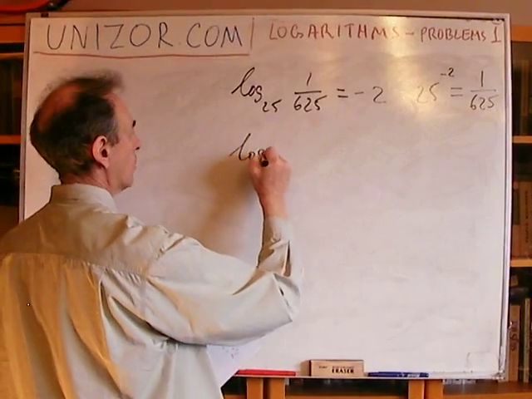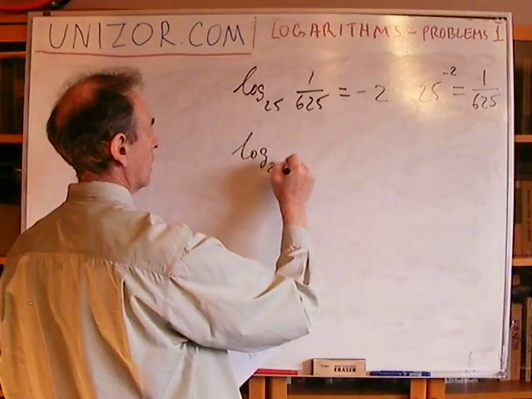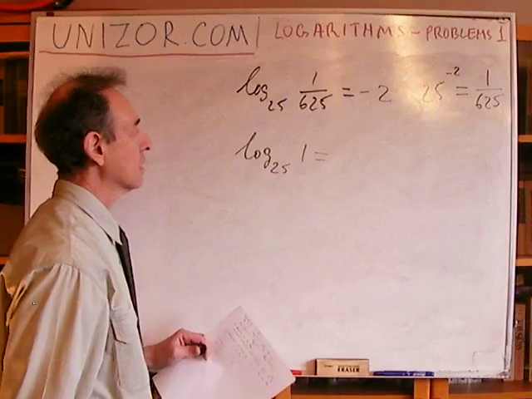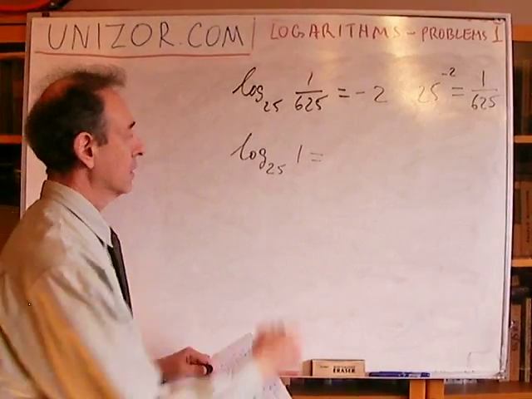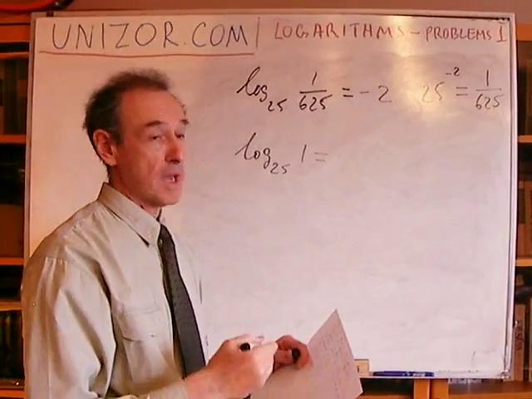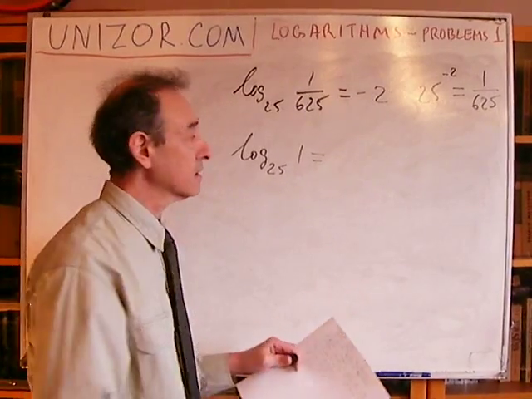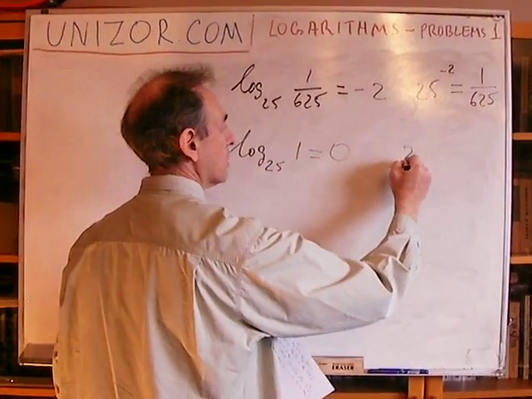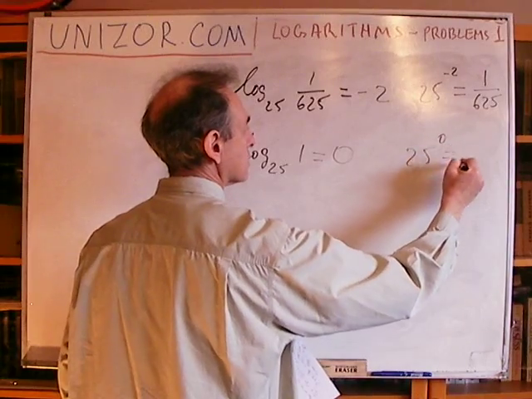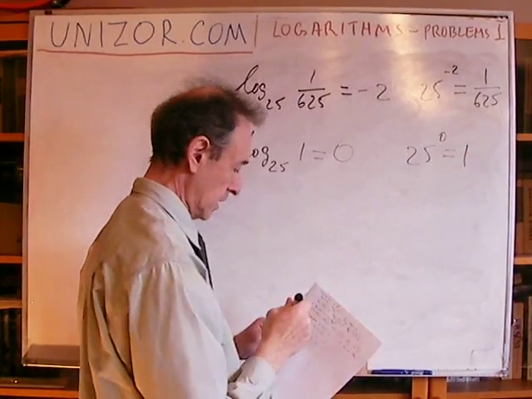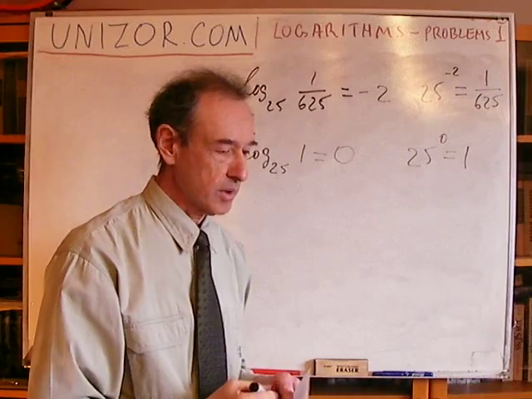And the last one, which I'm sure everybody considers an easy thing, the logarithm of 1, base 25 or base 1/2 or base anything, would always be 0, because any base to the power of 0 will give 1. So this was the last problem.